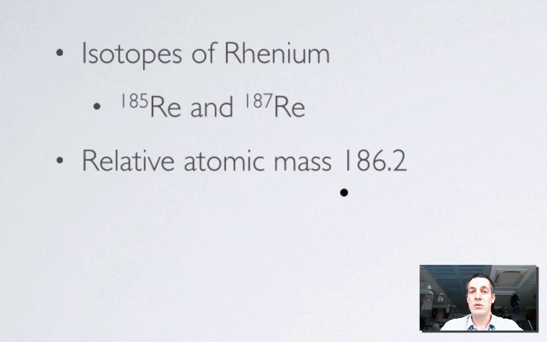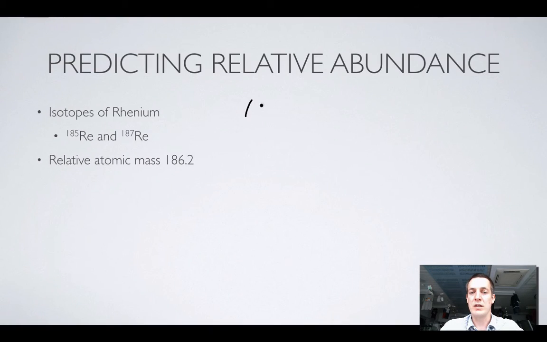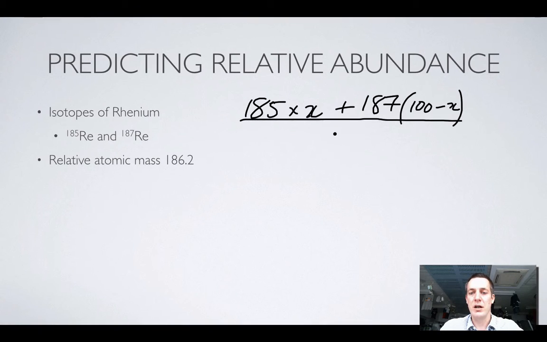Now let's deal with these things as percentages. Okay? Now if I don't know the percentages, I could say that the percentage of 185 atoms would be X. So 185 times X% of that isotope plus 187 times, well, what would the number of 187 atoms be? Well, if I'm talking in percentage terms, then that would be 100 minus X. Okay, and then if I'm doing it in percentages, then I've got to divide by 100 to get this number 186.2. Okay, so now my problem is simply to solve for X.